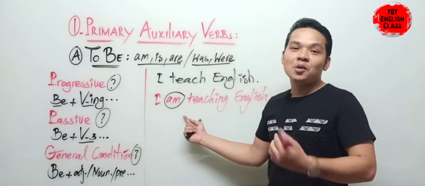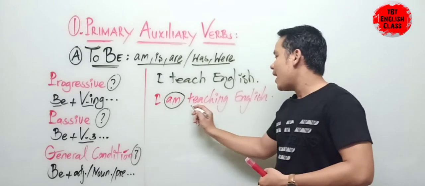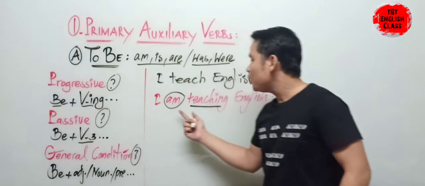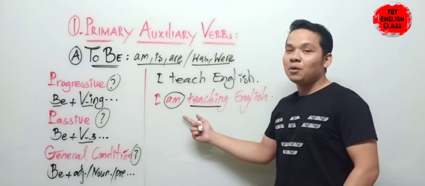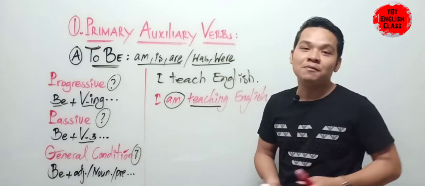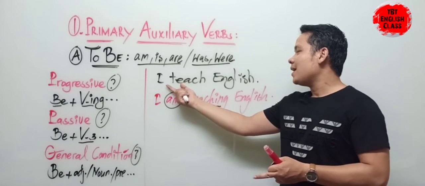So this sentence that we call progressive form. Because we see verb be plus verb ing. You see this form, be plus ing form. So when we want to make progressive form, don't forget to use primary auxiliary verb be to create progressive form, like this. The first sentence, simple present, I say I teach English.